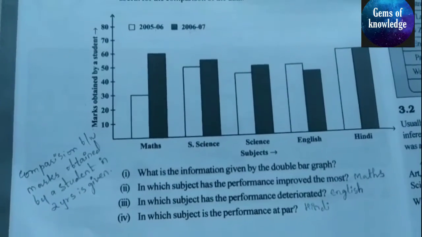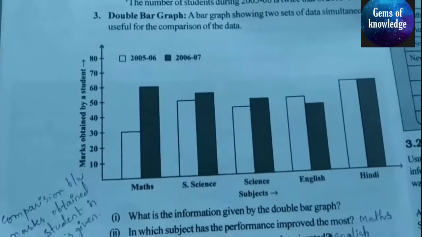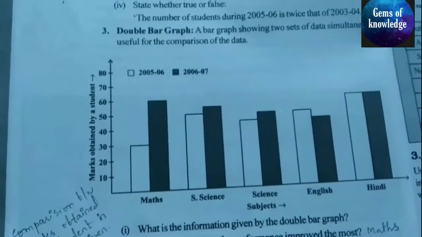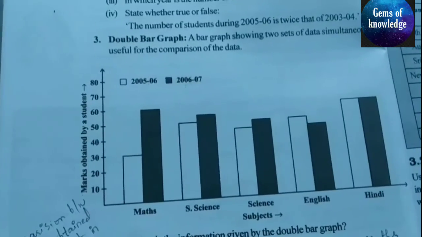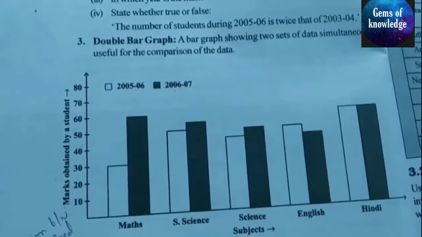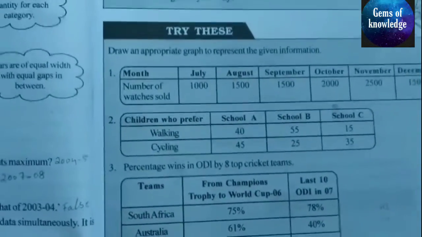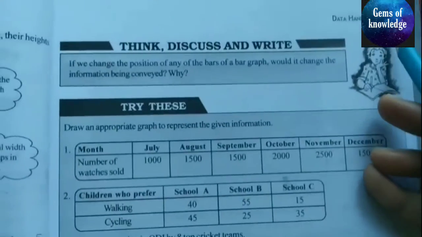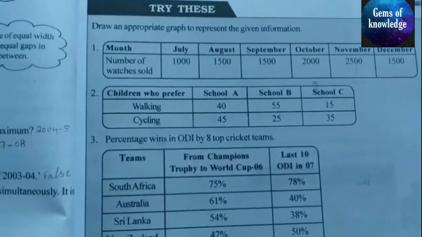Okay. So I hope you have understood these examples. On these 3 topics we are going to solve some questions. Let us see those questions from your textbook. You can see here the Try This part of your textbook, on page number 19. Okay, let us solve these questions.